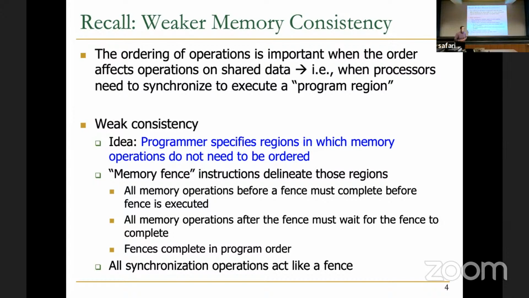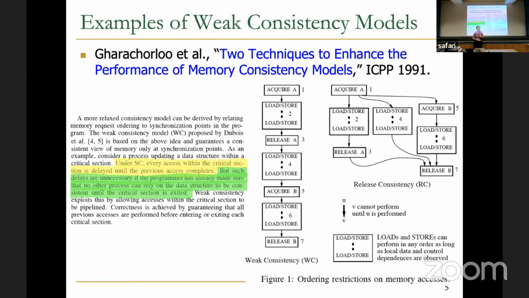Then we discussed that people have discovered that you just need to have fences at synchronization points in the programs. We discussed this beautiful paper. I would recommend you review it in your homework. It's an optional paper, but it explains the problem in a very nice way. For example, under SC, sequential consistency, every access within the critical sections is delayed until the previous access completes. But such delays are unnecessary if the programmer has already made sure that no other process can rely on the data structure to be consistent until the critical section is exited. And you can see, again, the ordering.